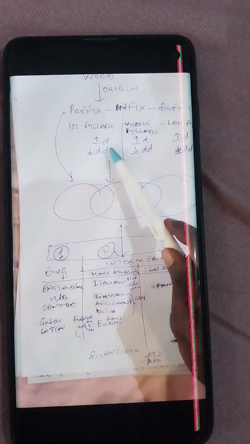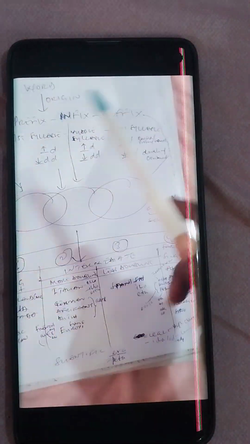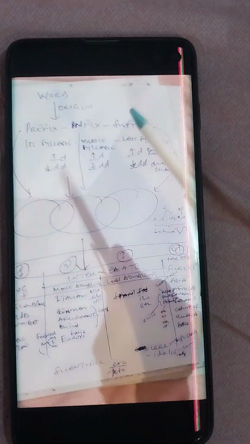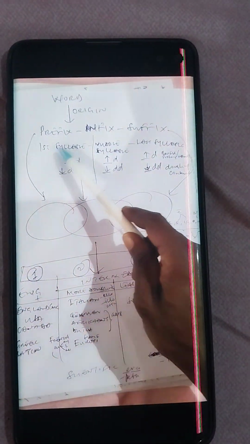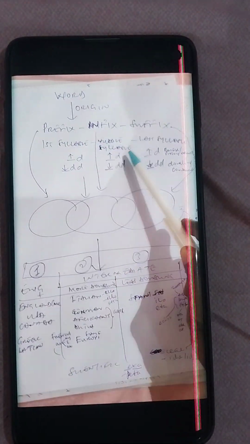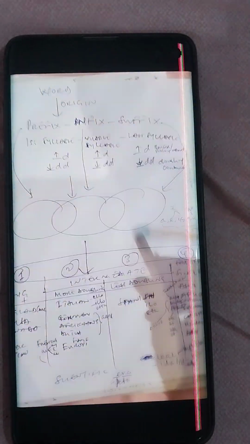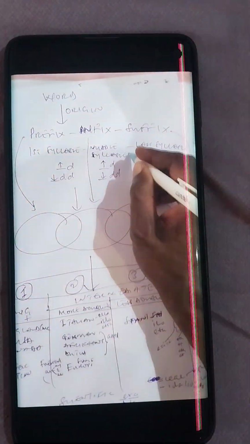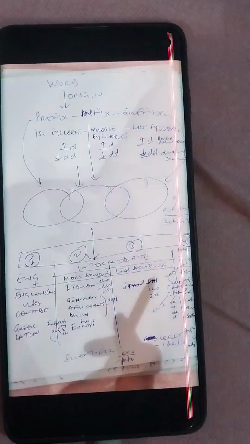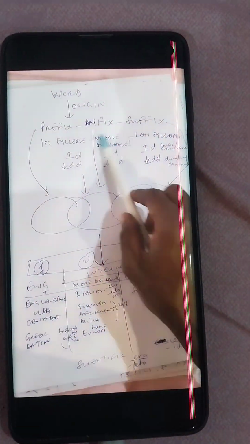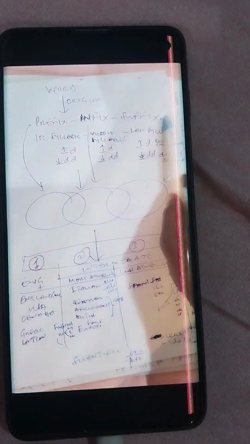Or there are breaks that do not actually give a particular meaning. They may give a broader meaning. You can say the first one is the first syllable. Then we have the middle syllables, because usually you may have one or two more middle syllables, and then we have the last syllable. So these are the breaks.